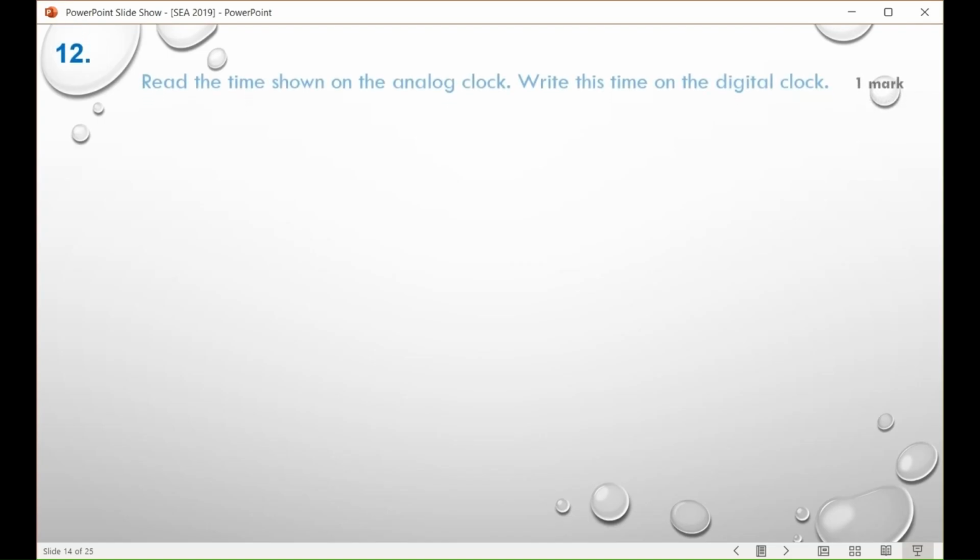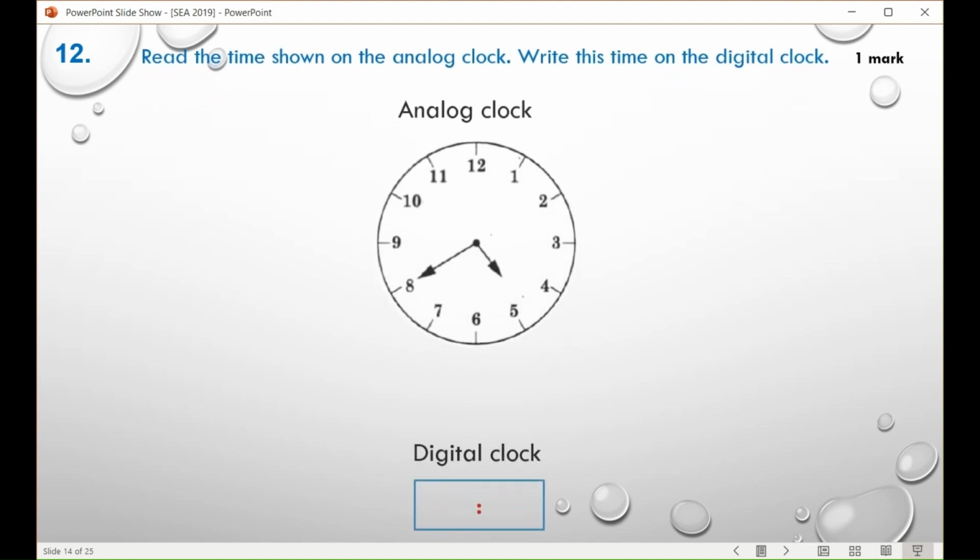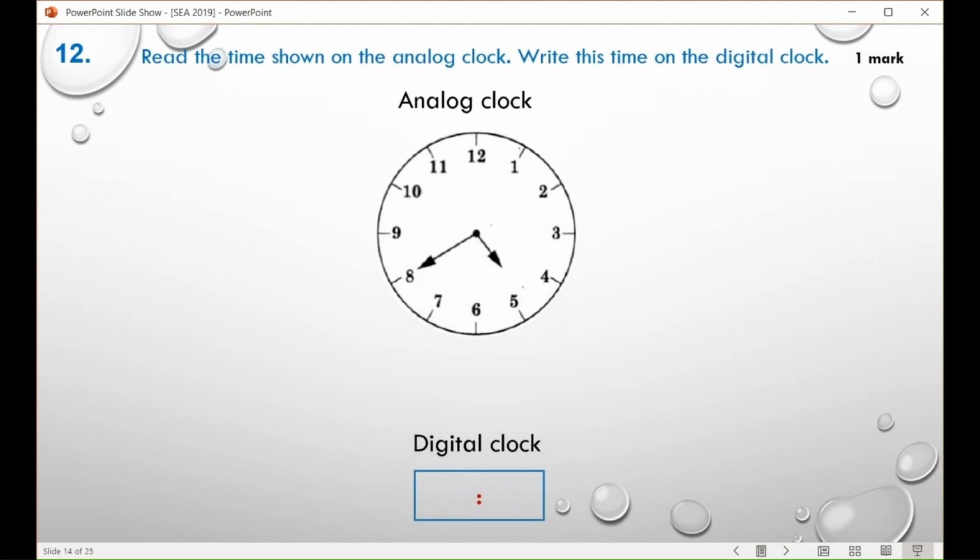Number 12. Read the time shown on the analog clock. Write this time on the digital clock. So let's recall that when you're looking at the analog clock, the one on top, we can first look at the hour hand, which is the short hand. If we take it from the center and extend the line, we can see that it has passed the 4-hour mark. And if we extend again, we can tell that it has not reached the 5-hour mark.